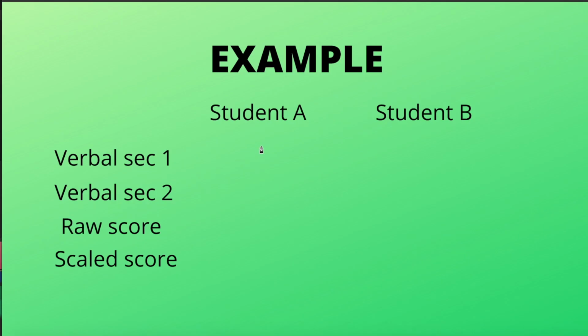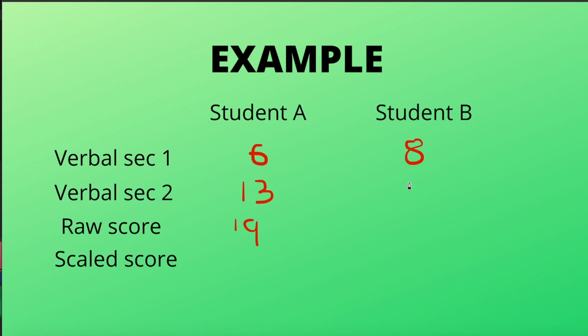Okay, so let's have a look at an example now. There are two students, A and B. Student A manages to score 6 points on his verbal section 1, and therefore he got an easy section 2 and could score 13 points on it. Therefore his total raw score is 19 points. On the other hand, student B could score 8 points on his verbal section 1 and he got a medium section 2.